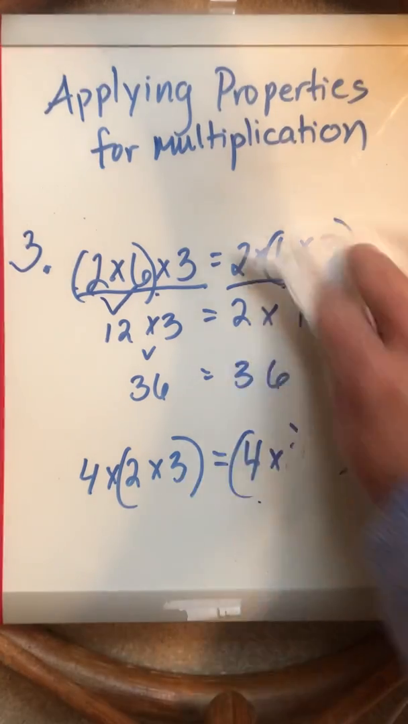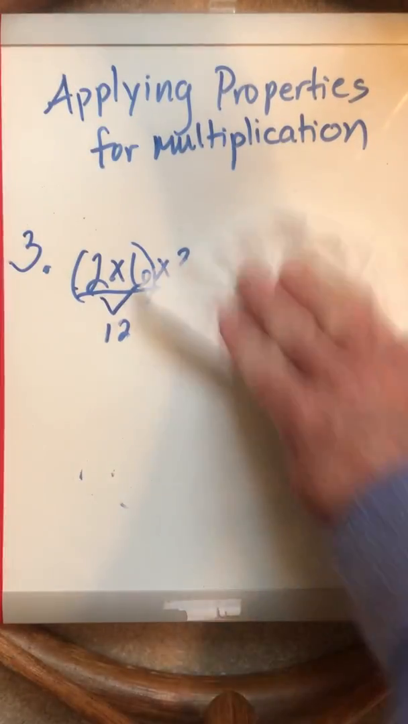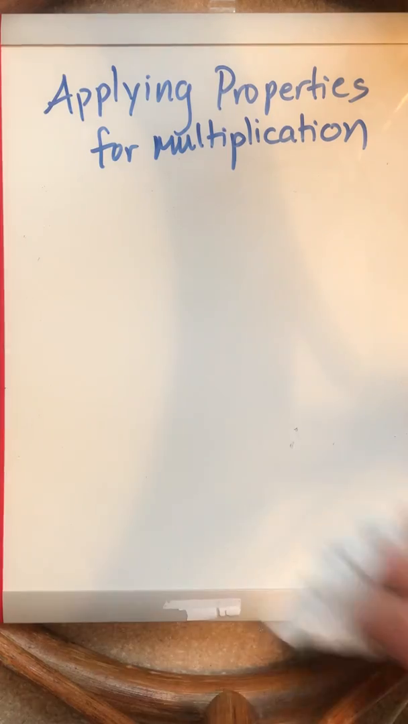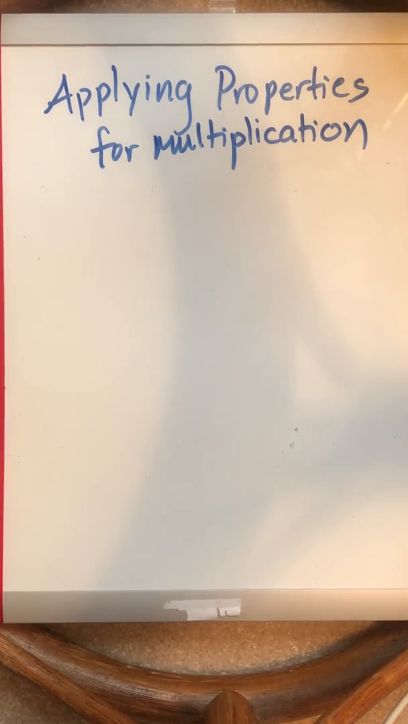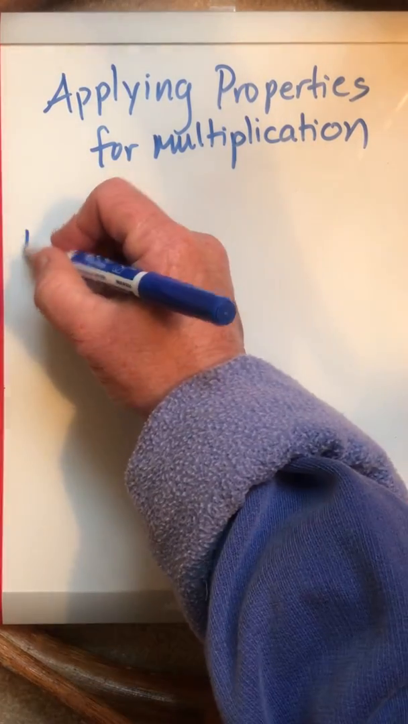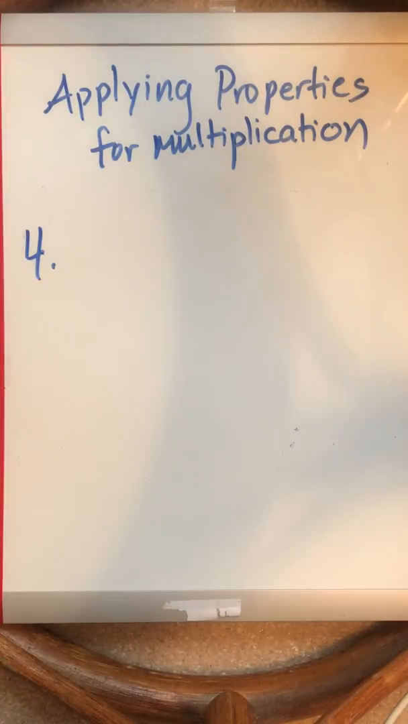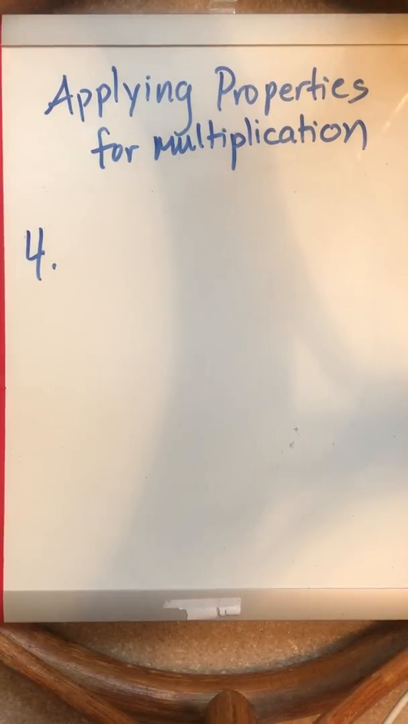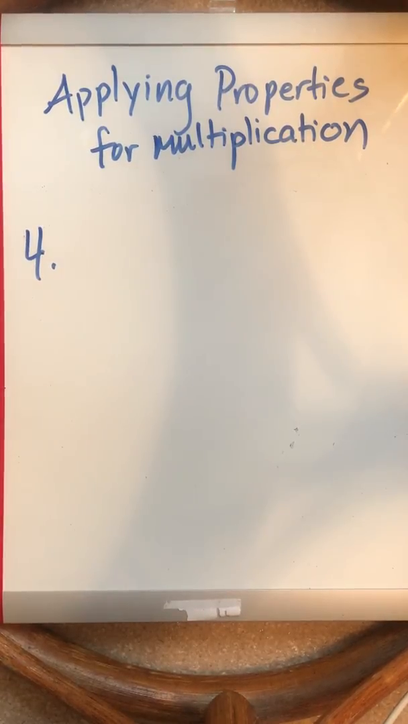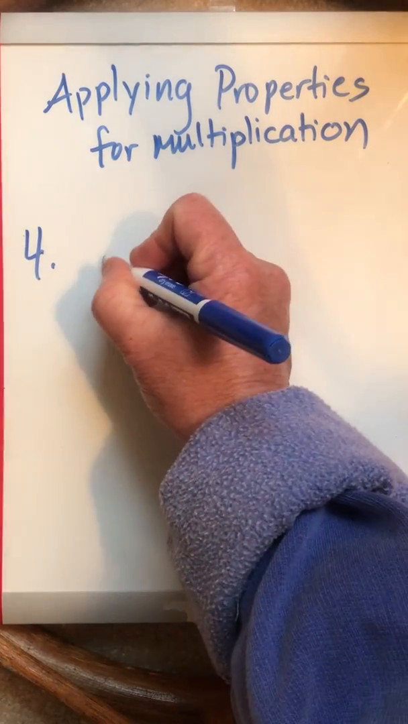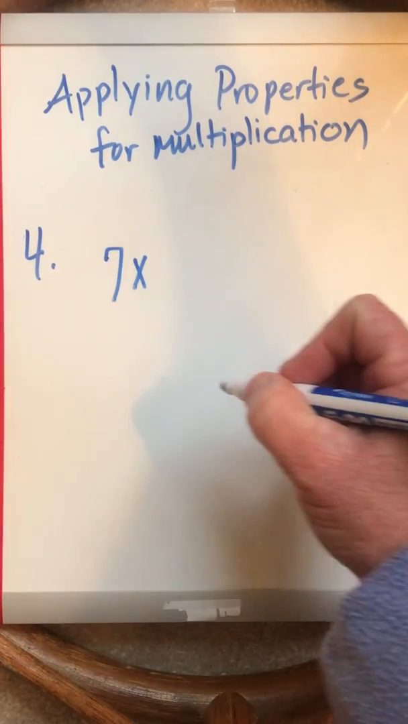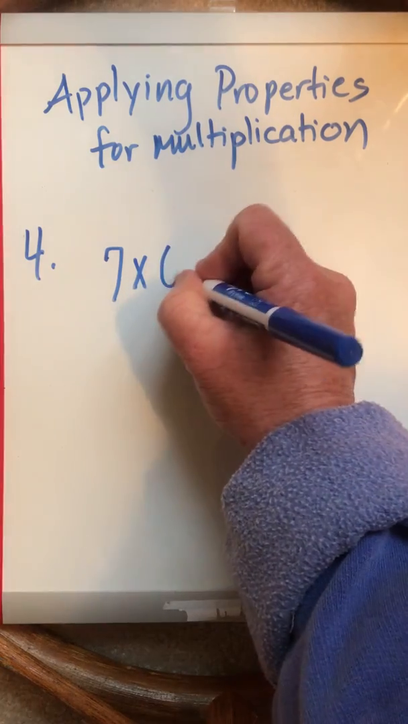And the last one that I want to share with you, and I shared this with you already, is actually called the distributive property, but you don't need to know that. It's the fourth property that we're going to talk about. And it says that we can decompose or break apart the numbers and still get the same answer when we're multiplying. For instance, 7 times 6.